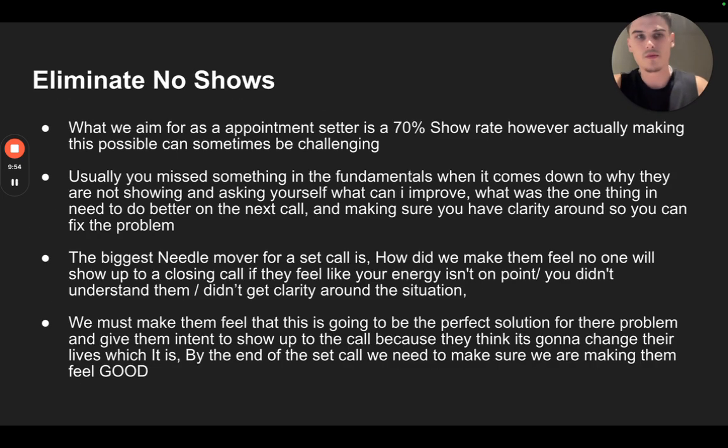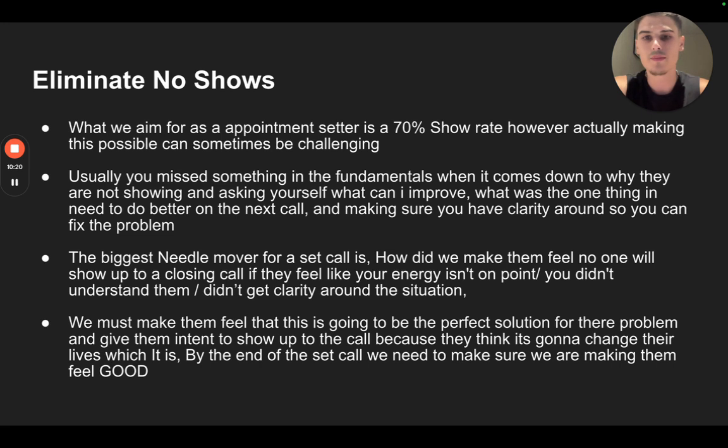Eliminate no-shows, right? No-shows is probably the biggest thing as a setter, and it's the biggest thing you can focus on. So what we aim for as an appointment setter is a 70% show rate. However, actually making this possible can sometimes be challenging. It comes down to the fundamentals, and not everyone's going to show. That's why it's a 70% show rate.